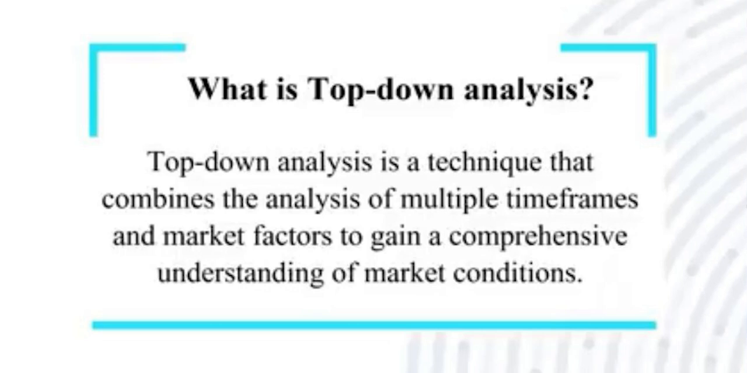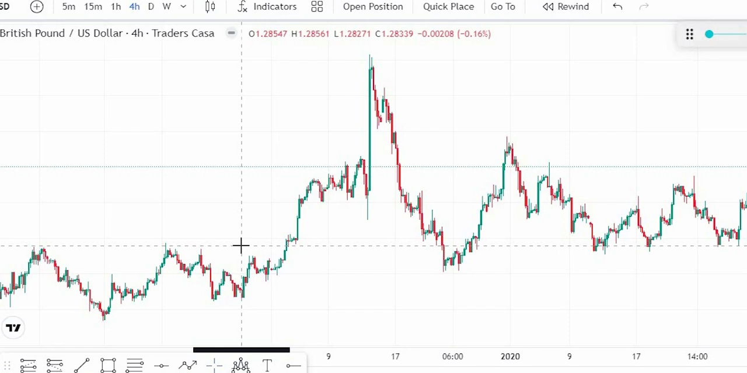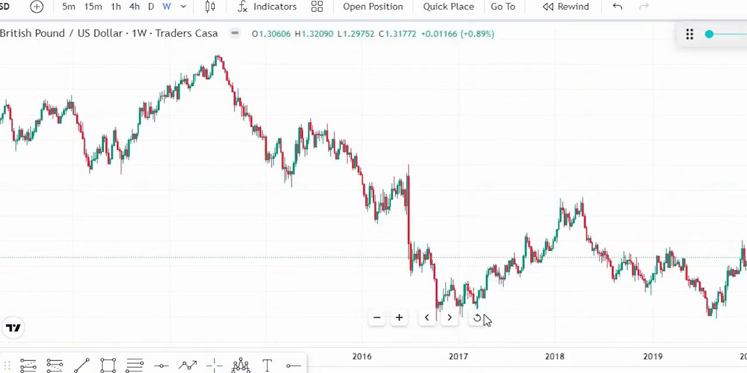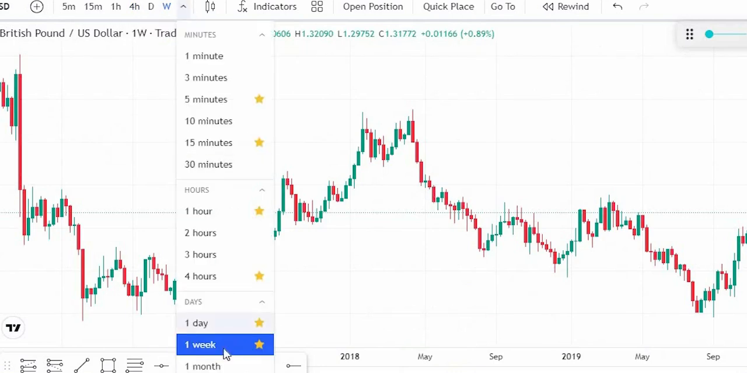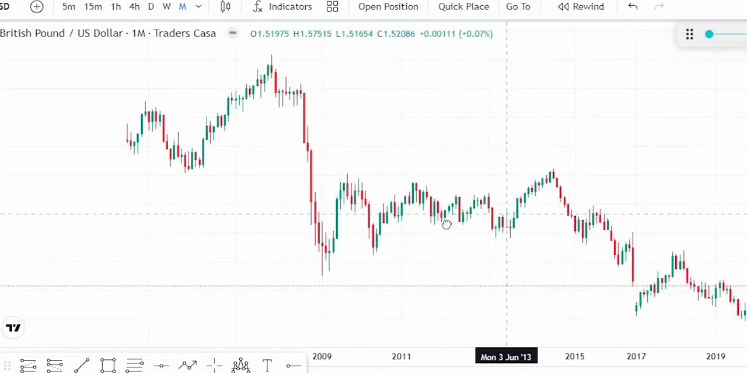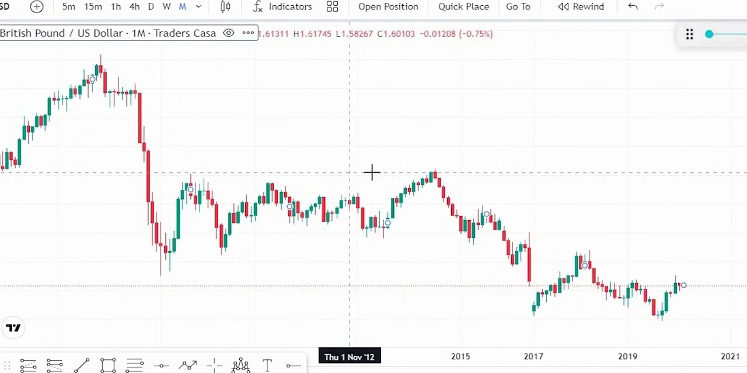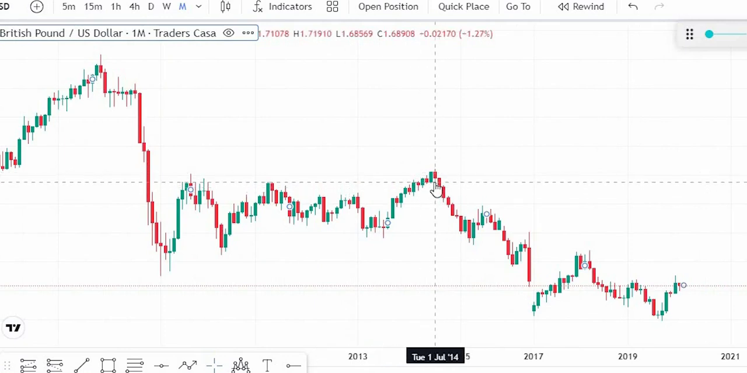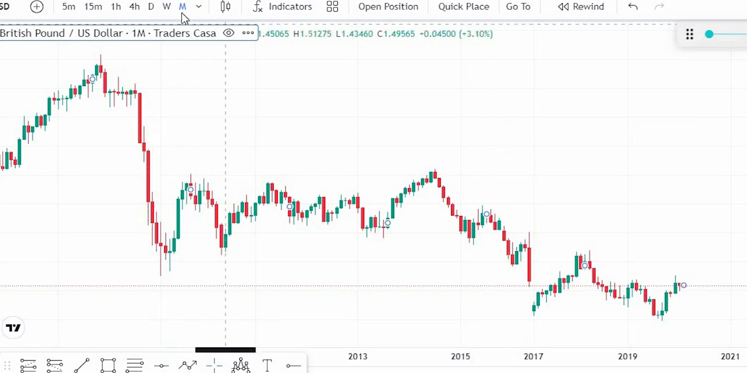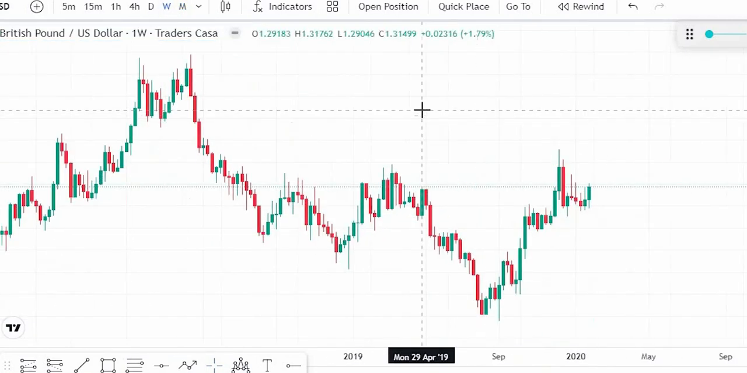So now with top-down analysis explained, let me show you how to analyze using it. The first thing to do is to go to your weekly time frame. Some traders go to the monthly, 1 month time frame. But I don't think that's a good way of analysis, because each candle you see here takes 1 month to be created, and I'm not sure that is a good thing for me. But I do it with my weekly time frame.